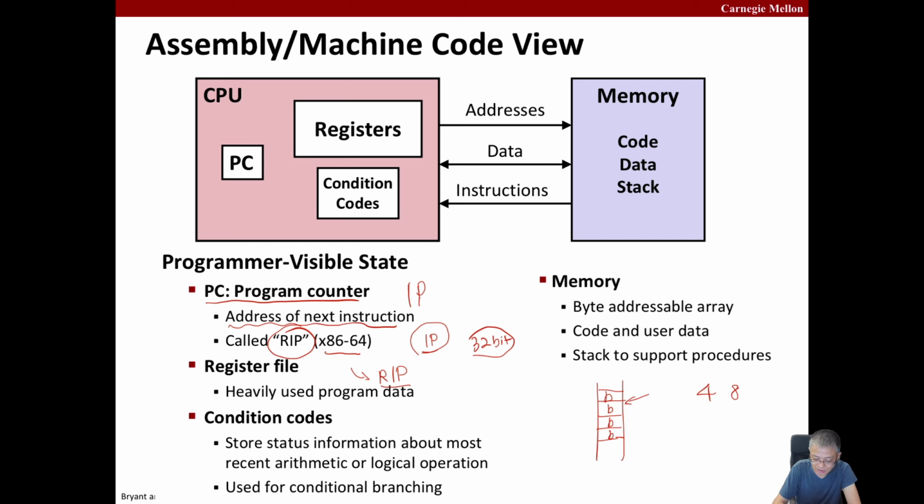Then the registers. We have a limited number of general purpose registers. For the x86 32-bit, we have 8 general purpose registers. For the 64-bit, we have 16 general purpose registers.